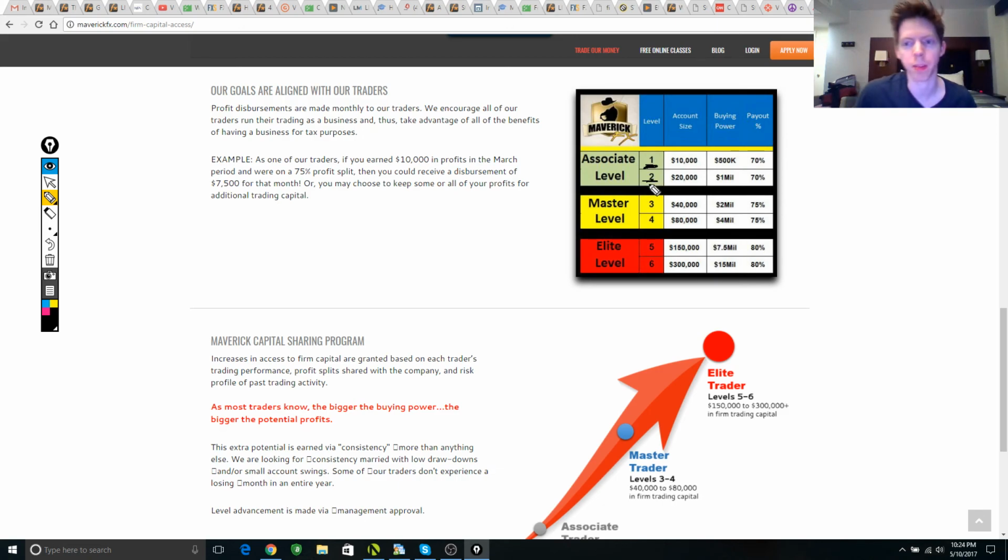And the reason why I left is because they do take 30% of that profit. You get to keep 70%, but they do keep 30%. And there's also a $100 mandatory monthly fee on top of that. So you will pay Maverick about $1,200 a year to take part in what they have to offer.